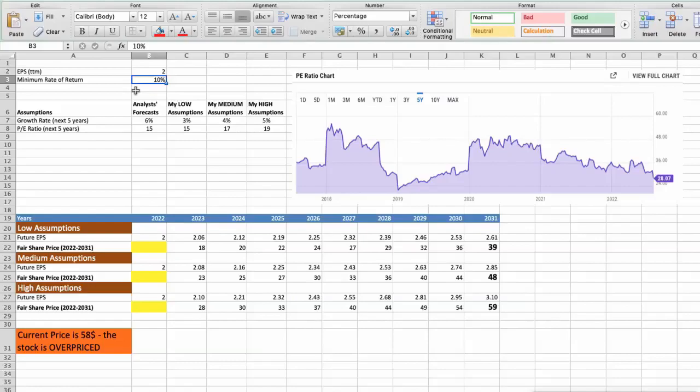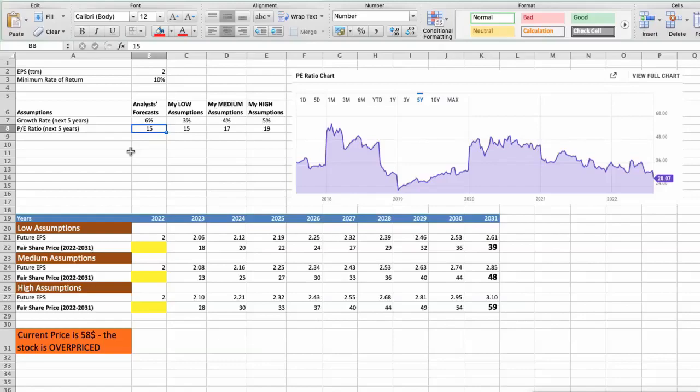For Baxter International, analysts forecast growth rate around 6% per year in the next 5 years, and future P/E around 15. Again, I will use 3 different scenarios for Baxter International Company: bad, average, and good.